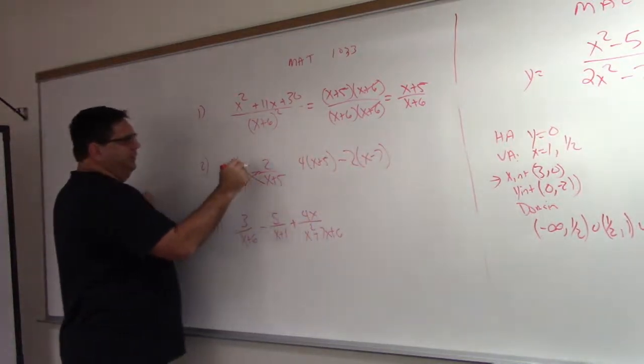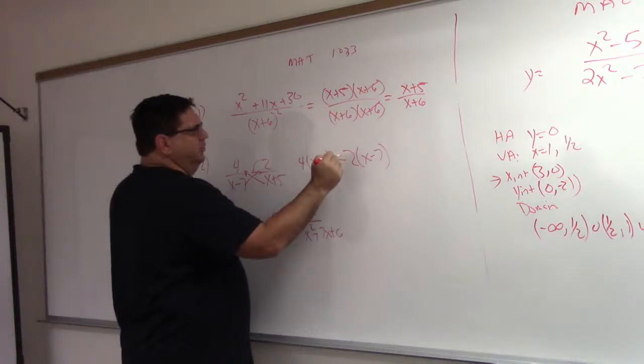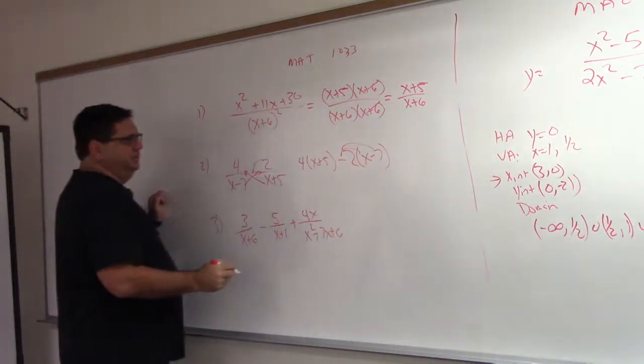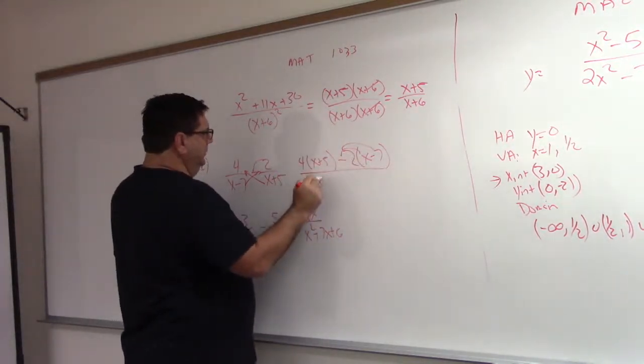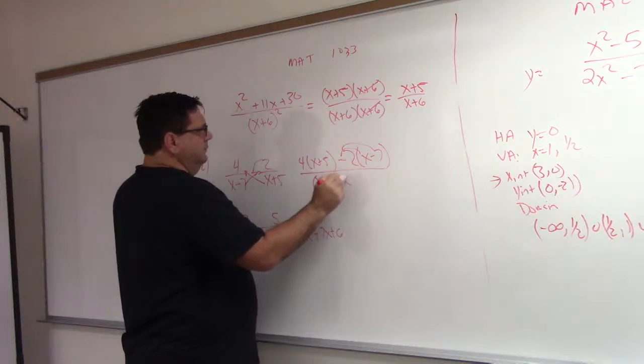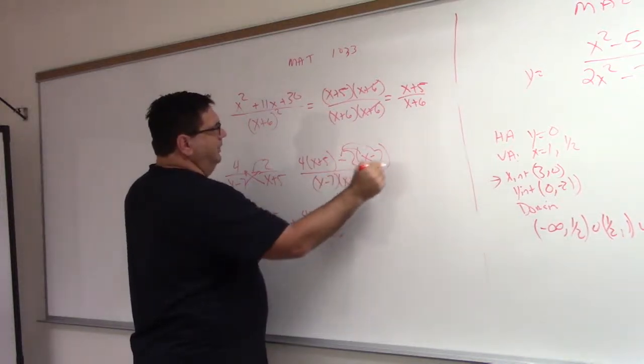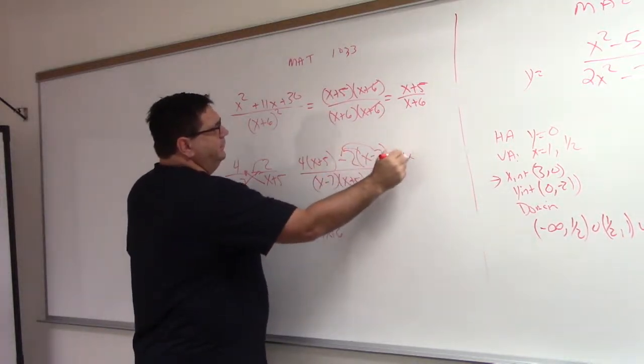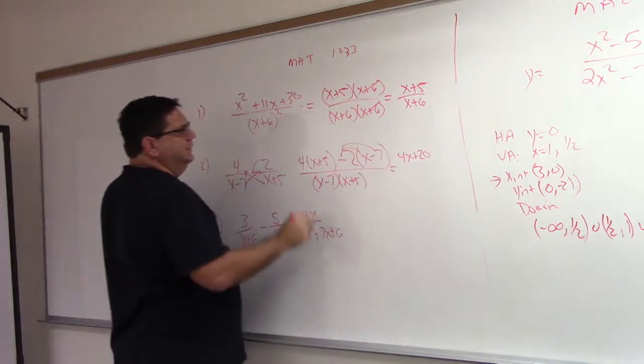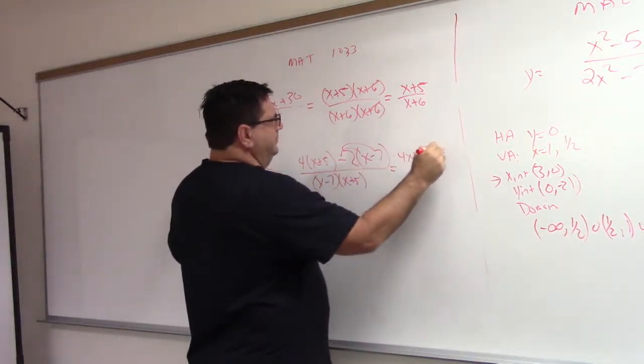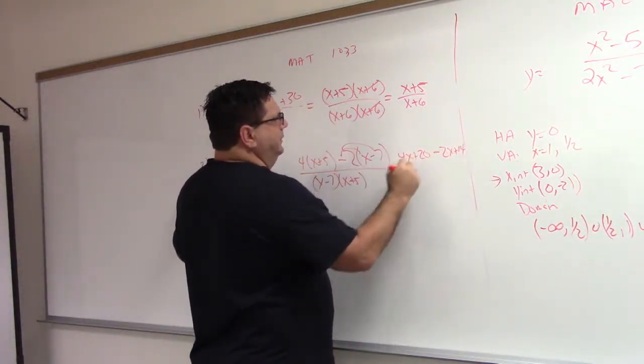Sydney, you've got to be careful here. That minus has to go with the 2, and it has to distribute to both pieces. I did. You clearly didn't. No, I didn't, never mind. Sorry. It's all right, I'm not mad at you. 4x plus 20 minus 2x plus 14.